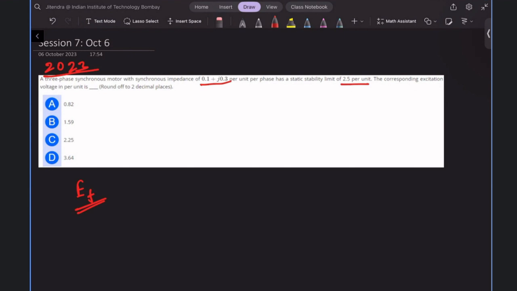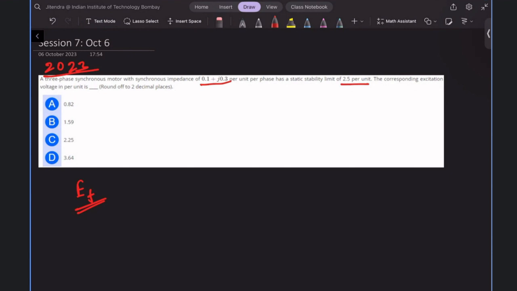And hence they try to check that we do not just memorize the concept or formulae. We also should know the basic concept behind it. Okay. So yeah. Then the other thing is that there are two approaches.